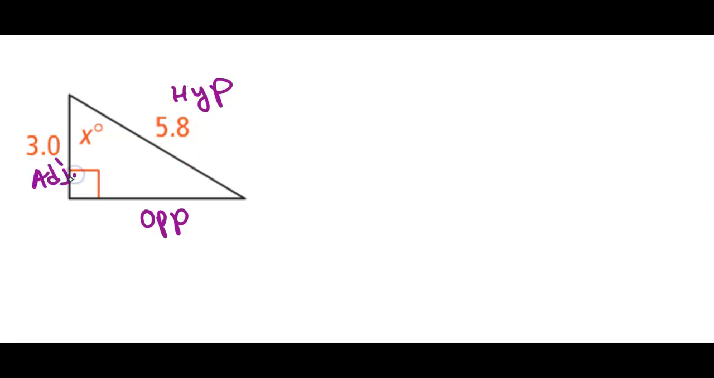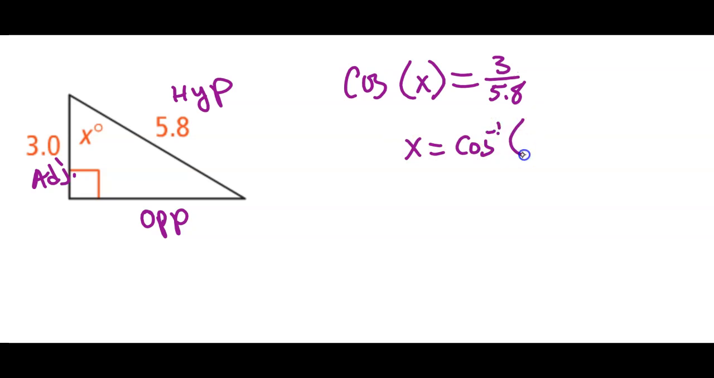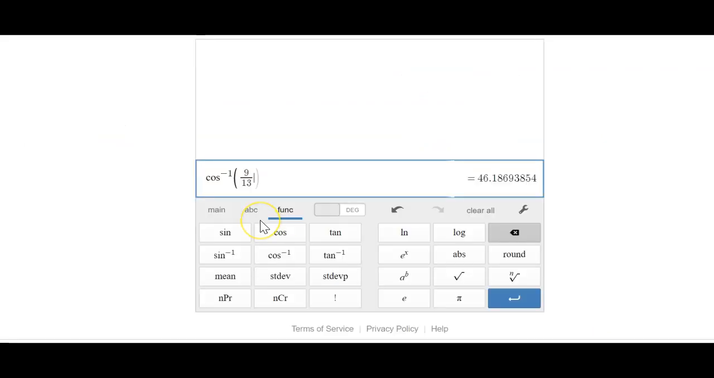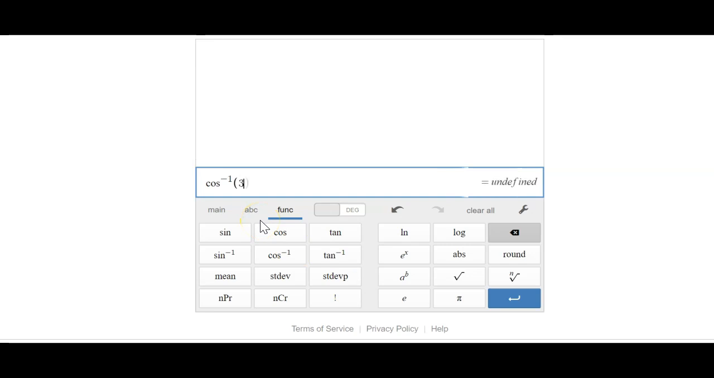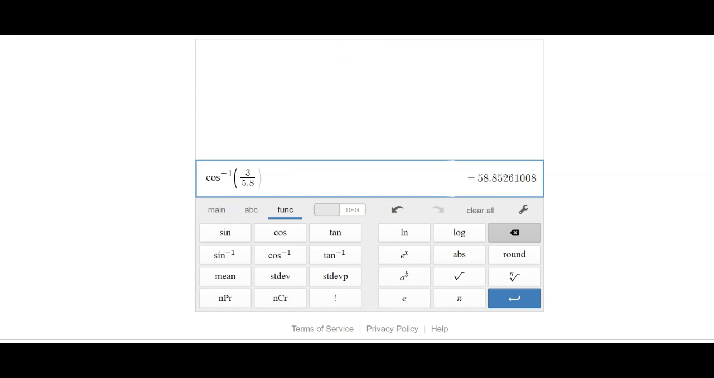So there's our sides labeled. We got adjacent and hypotenuse. The only one dealing with adjacent and hypotenuse is cosine. So we got the cosine of x equals adjacent over hypotenuse. So take cosine inverse of both sides, 3 over 5.8. And you get 58.9.